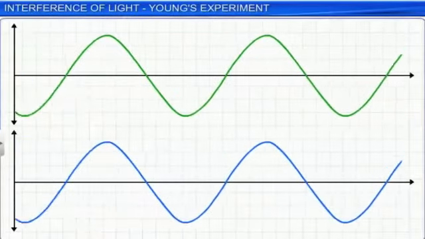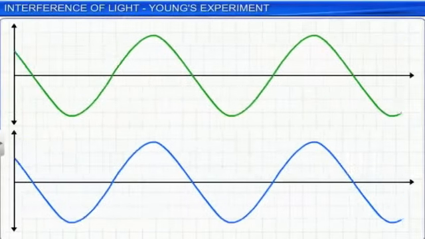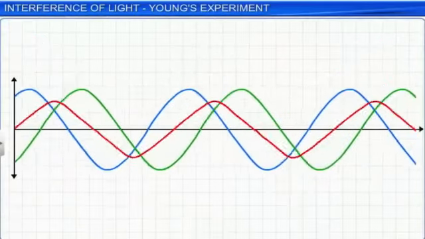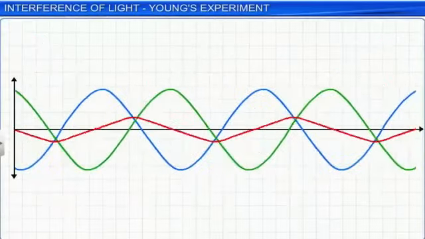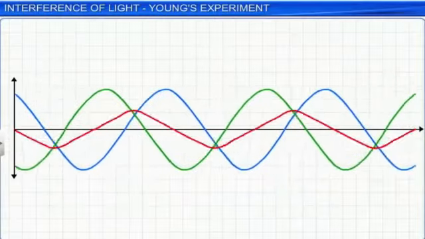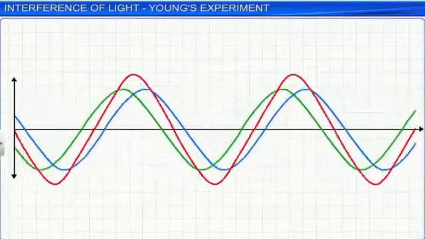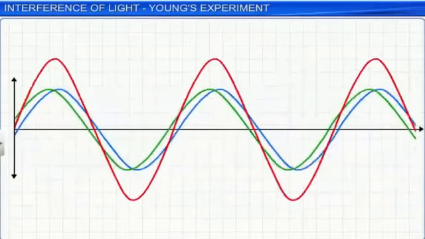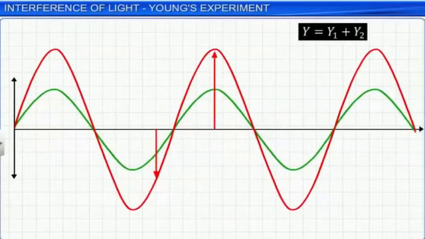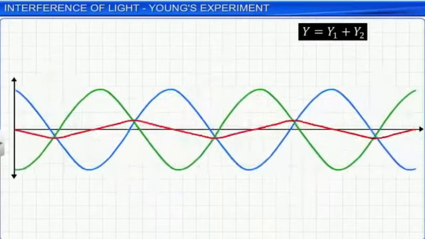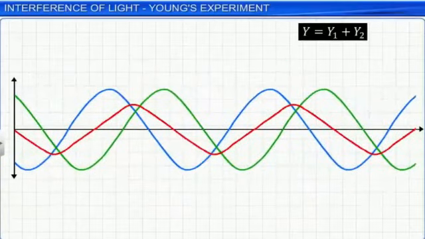In this section, we will discuss the interference pattern produced by the superposition of two waves. When two waves reach a point in space at the same time, the resultant displacement of the particle is given by the superposition principle. According to this principle, at a particular point in the medium, the resultant displacement produced by a number of waves is the vector sum of the displacements produced by each of the waves. That is, here y is equal to y1 plus y2.